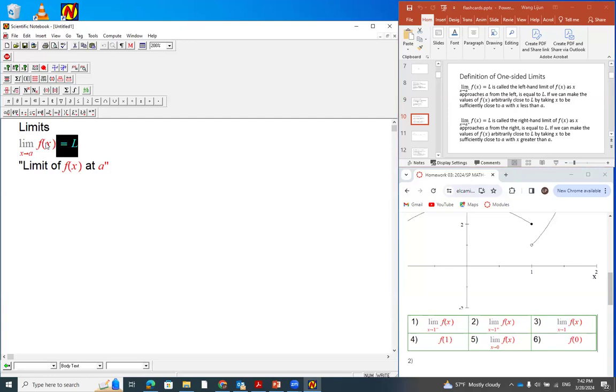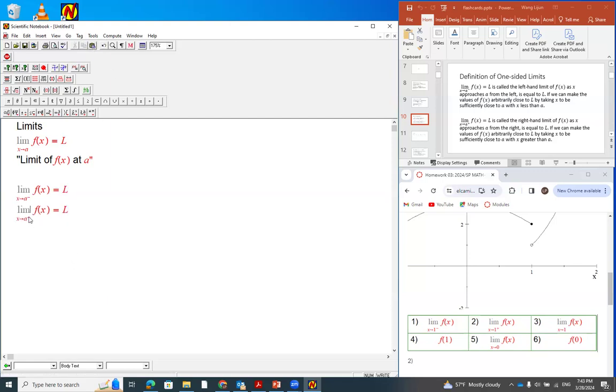So the other notation: x is approaching a from the left. I need to see the font. Hopefully, I think you can see that. The limit from the left and the limit from the right.